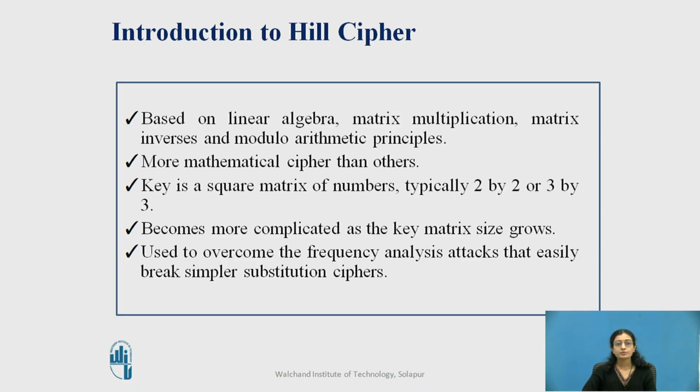Hill cipher is based on linear algebra, matrix multiplication, matrix inverse, and modulo arithmetic principles. It is a more mathematical cipher than others. Hill cipher uses a key which is a square matrix of numbers, typically a 2 by 2 or 3 by 3 matrix. Hill cipher becomes more complicated as the key matrix size grows. Hill cipher is used to overcome the frequency analysis attacks that easily break simple substitution ciphers.